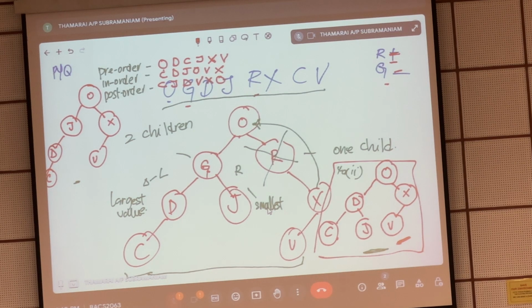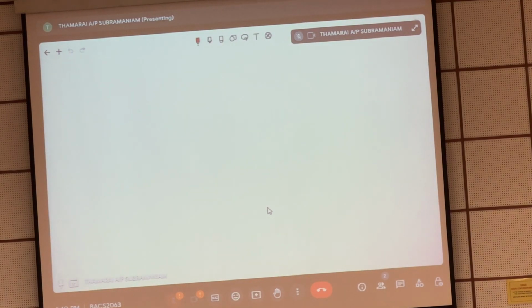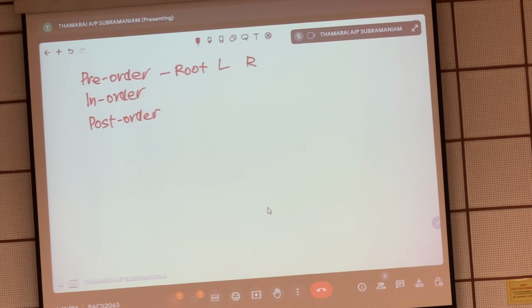So the traversal order, you also have to read. Now, we have pre-order, in-order, and post-order. You know it is root, left, and right. You know this, correct? Alright, no problem. Now, how about in terms of coding? Practical.